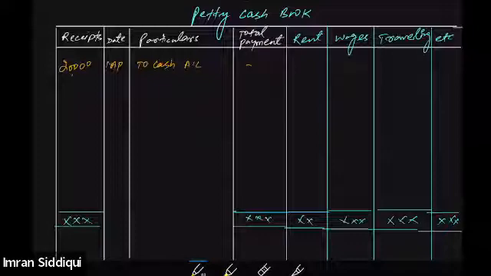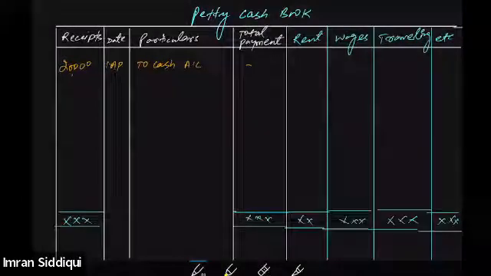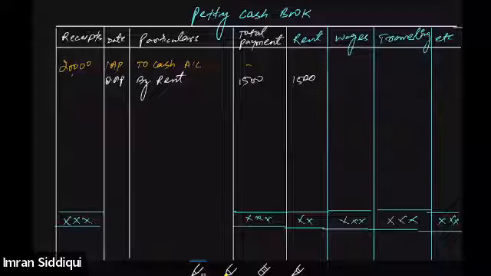No amount will be written here. But for example, if we have paid for the rent on 8th of April, then such payment will be recorded like this, by rent. Let's suppose payment was made for rupees 1500. Apart from being recorded in the total payment column, this needs to be indicated in the rent column as well.